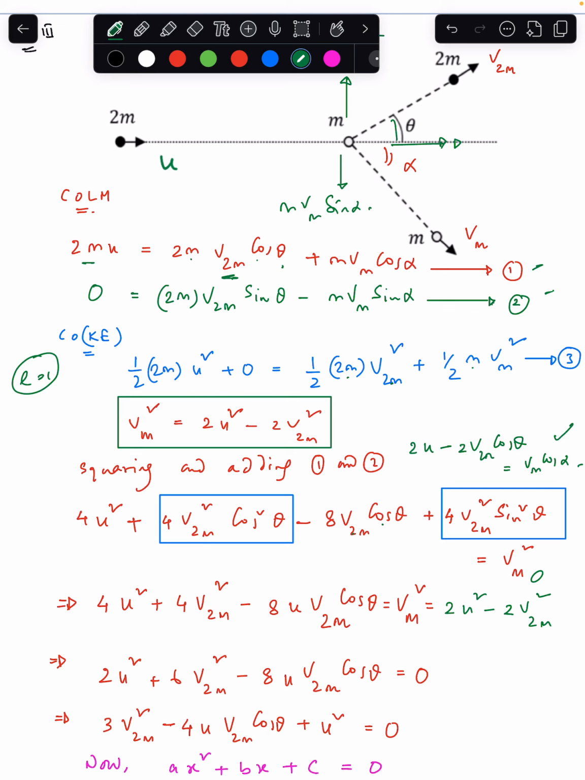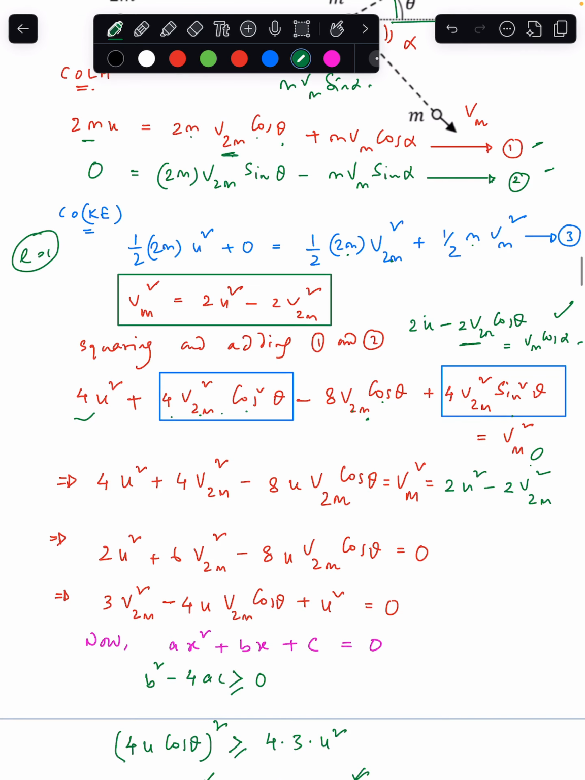Now check 4u square. This is 4 into v2m square cos square theta. 2ab, this sin square theta is equal to vm square. Managing the equation better, I am not going through the calculation. Here I got this final equation: 3 into v2m square minus 4u v2m into cos theta plus u square is equal to 0.